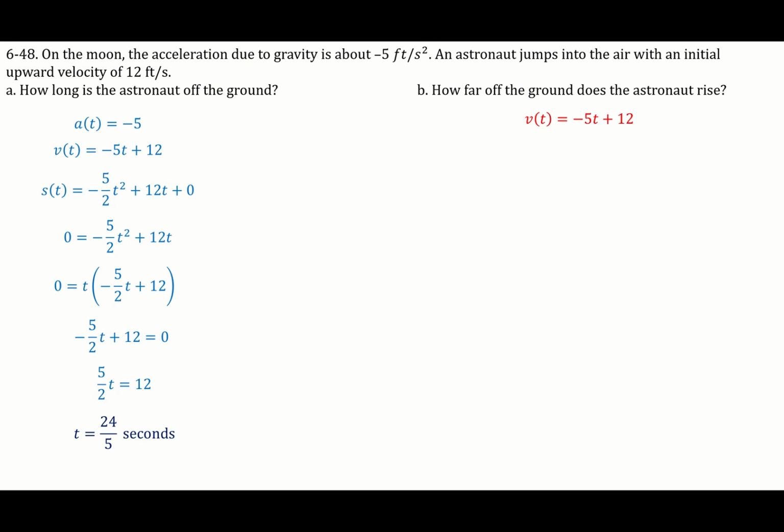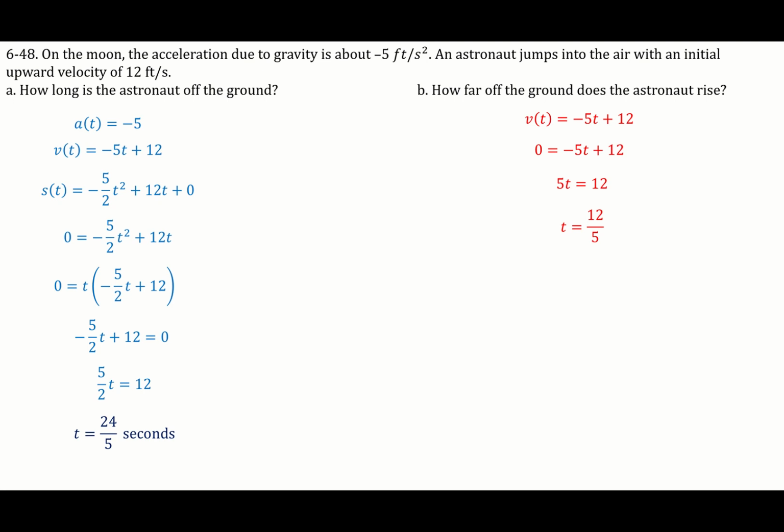So I'm going to find the critical point of velocity by setting 0 equal to -5t plus 12. I'm sorry, not the critical point of velocity, the critical point of height, which is the 0 of velocity. And then I solve, and I get t equals 12 over 5. Now that's just the time when the astronaut changed directions from positive to a negative velocity.